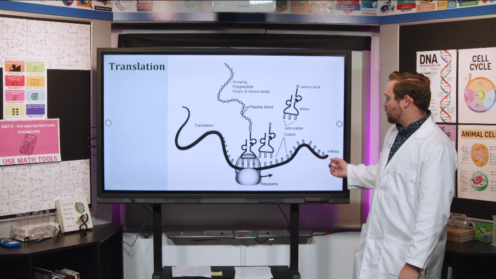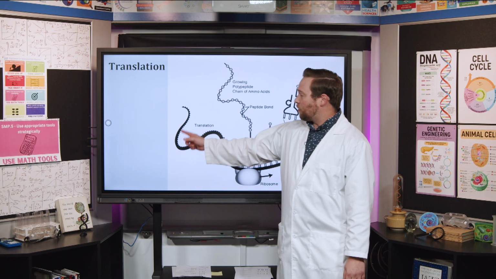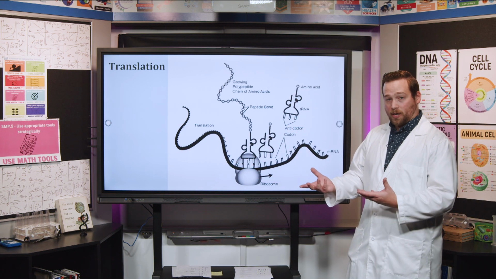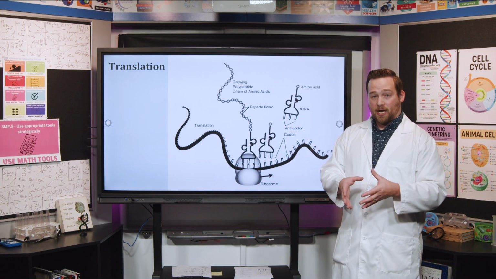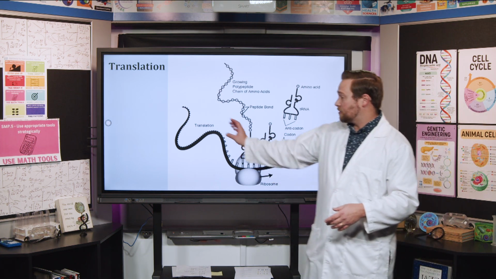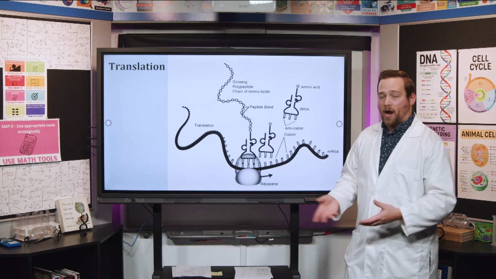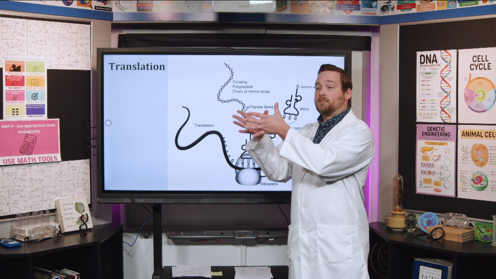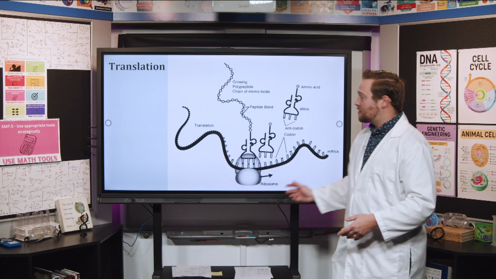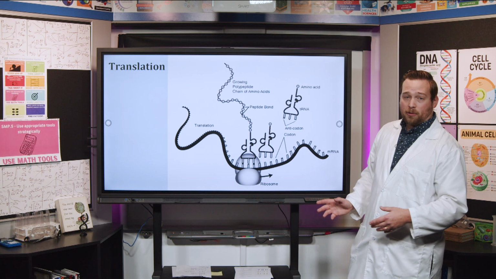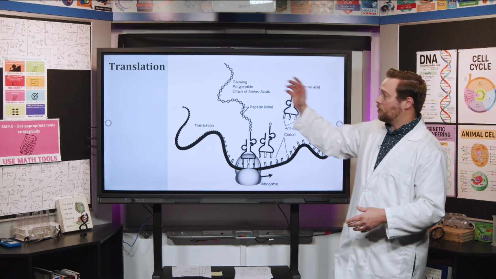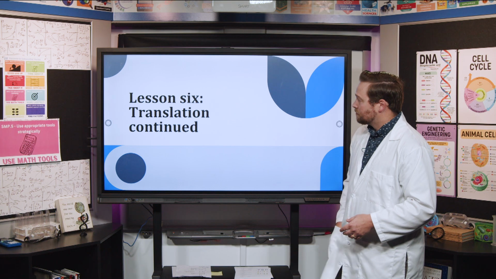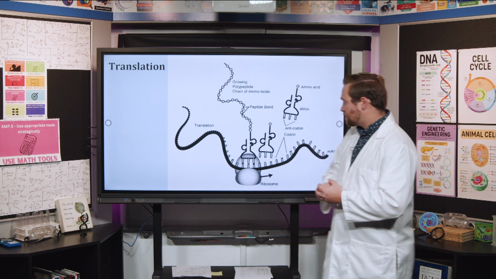Okay, so let's look at this long black line here. What is this? This long black line is known as messenger RNA. This is a copy of DNA. This was made in the nucleus through that process known as transcription. Once it's made, it leaves the nucleus and comes out into the cytoplasm. So all of this is happening in the cytoplasm. As a reminder, this whole process that we're talking through is known as translation, okay?